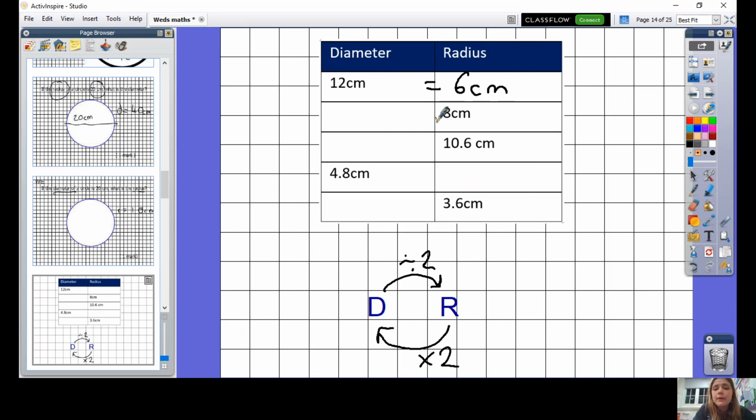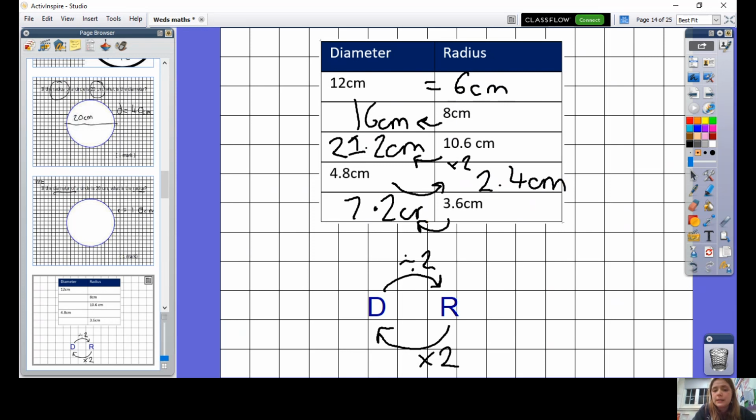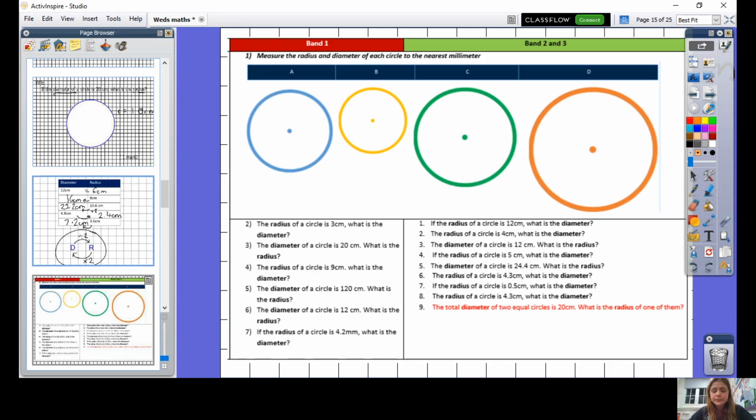Okay, so I'm going from the radius to the diameter, I times by 2 to get 16 centimetres. Here I'm timesing by 2 again, that will be 2.12 centimetres. Sorry, that's a 1 there. Here I need to divide by 2, that will be 2.4 centimetres, and here I'm timesing by 2, so that will be 7.2 centimetres. If you didn't get those right because you went the wrong way, I repeat, draw this diagram somewhere in your book to help you so you get them the right way round.